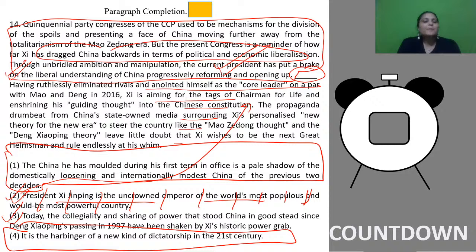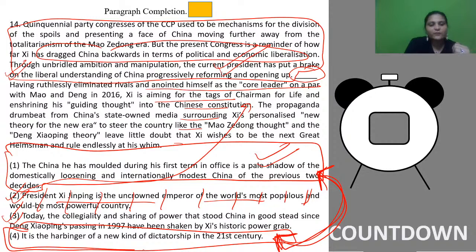Last, it is the harbinger of a new kind of dictatorship in the 21st century. Yes, first and fourth are very, very close contenders. Okay? It also talks about the leadership style of Xi, and this talks about the implications. Now, I want you to do one thing. Don't you think that option number 4 should be more of a conclusion after we have finished the entire passage talking about what this person is doing, how he is acting in a manner that he is concentrating all the power in his hands, and finally the last sentence could be, it is the harbinger of a new kind of dictatorship in the 21st century, or should it be in the middle?